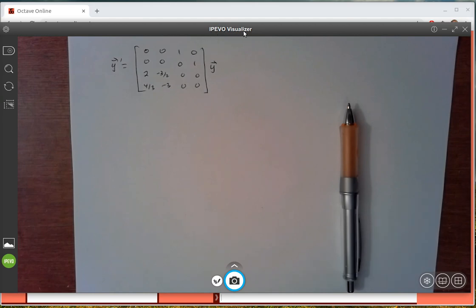So this is the system. You have a 2 by 2 of zeros here, a 2 by 2 of zeros here. It looks like the identity matrix is here, and here we have this 2, minus 3 halves, 4 thirds, minus 3. Okay, and so first of all, before we solve this, we need the eigenvalues and eigenvectors.